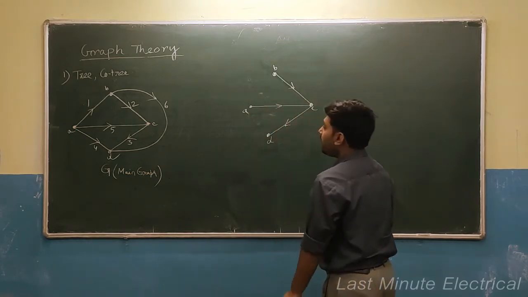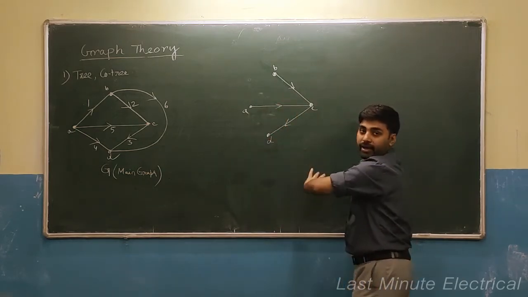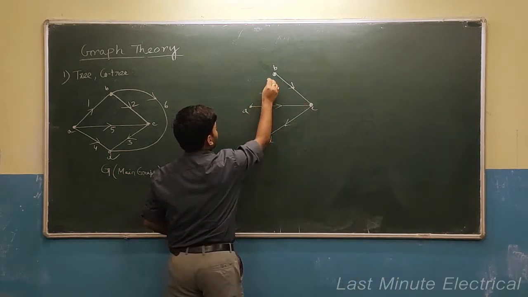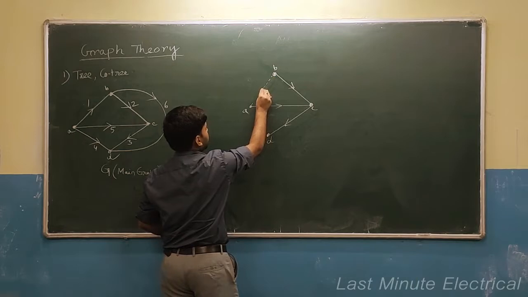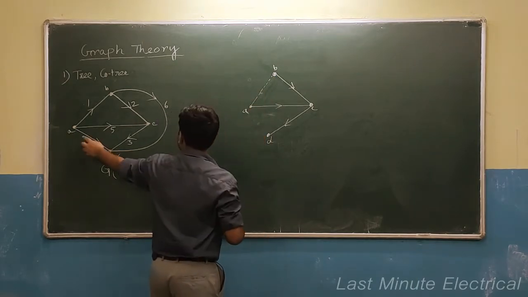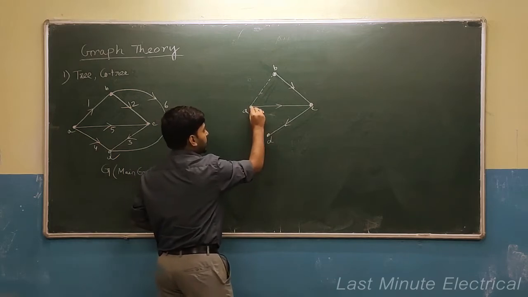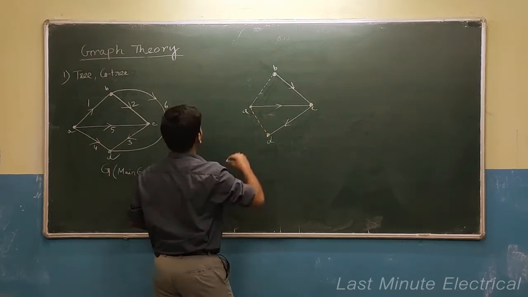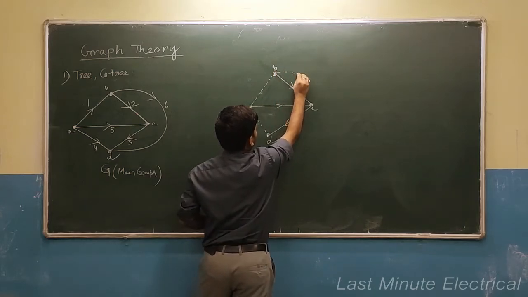Now if I draw the rest of the graph, what is the rest of the graph? See, this is the rest of the graph. This branch is not present in the tree. I am drawing it in a dotted line. This branch is not present in that graph.